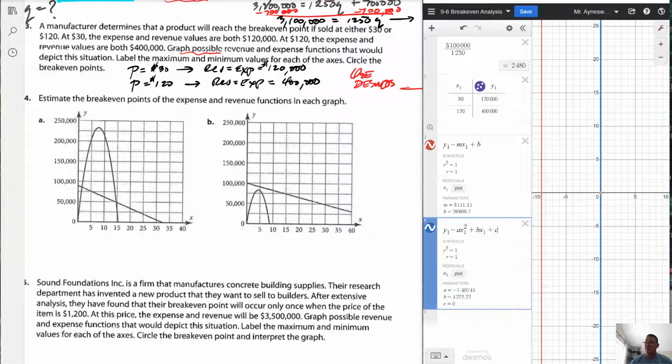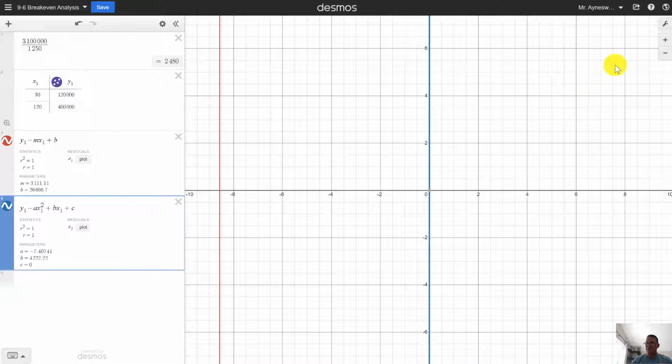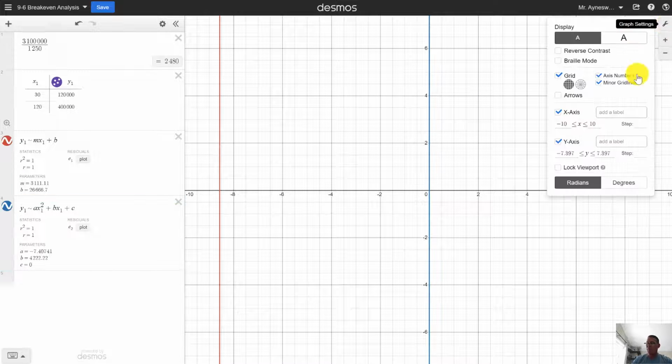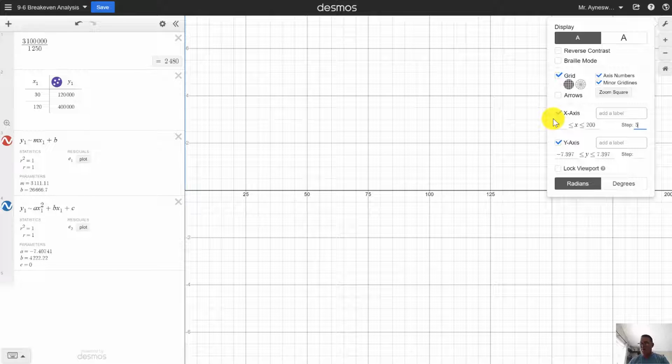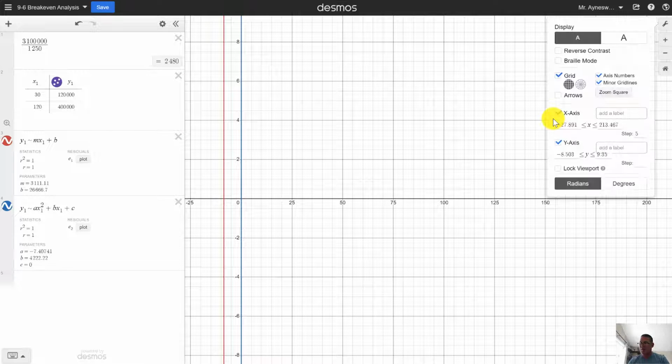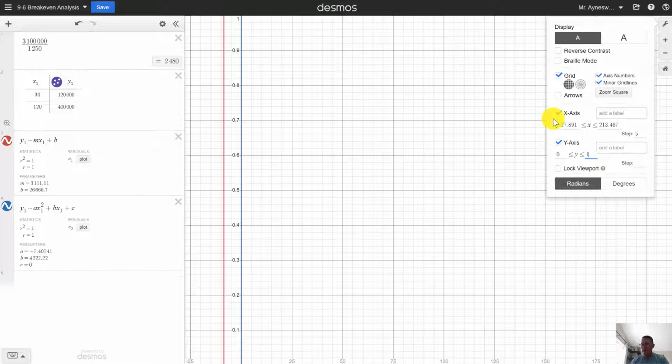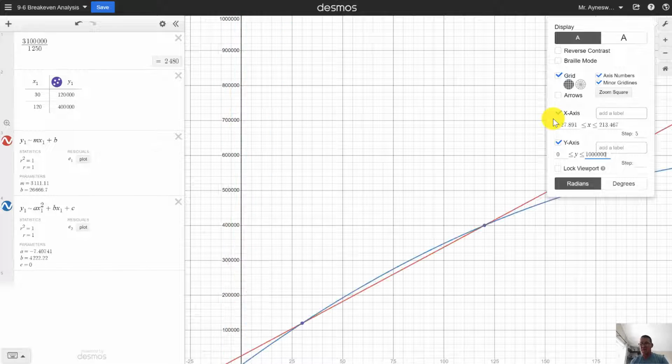Remember, this is just a prediction. Notice that we can't see anything because we haven't adjusted the scale. So we're going to go over here to the wrench and adjust the scale a little bit. Well, we've got to go past 120 because remember the second price is 120, so let's go to 200, and we'll step it by 5s. We still can't see the graph because we have to adjust the y-axis, so let's go from 0 to something big. I just start with 10, and then I keep adding zeros until I can see what's going on. That's 100,000 or a million right there.